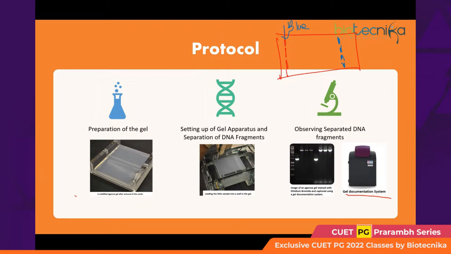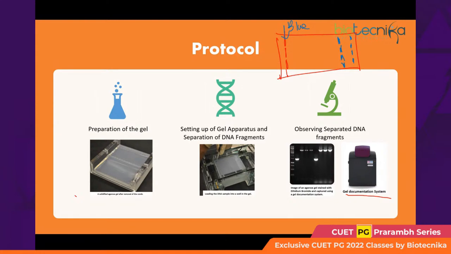But where your DNA sample is, that you cannot see, but you just know that it is behind the bromophenol blue. Okay, so once you know that your bromophenol blue is here, if you keep on electrophoresing, then this bromophenol blue will move out of the gel, and just behind it your sample can also go out of the gel, right? So we don't want that.